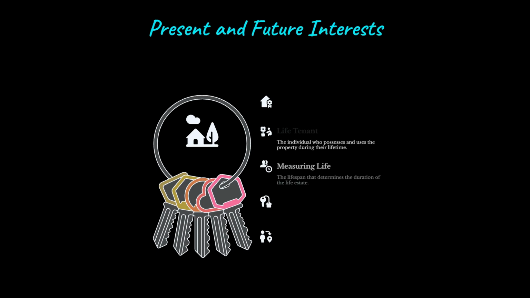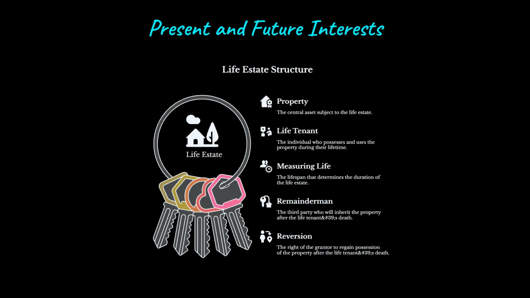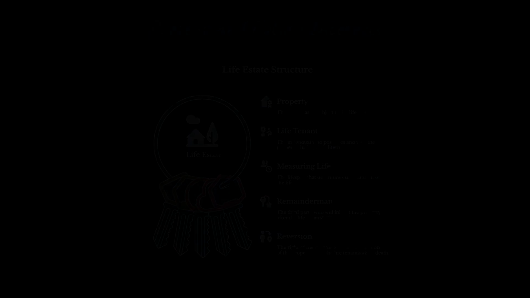When a life estate is created, the life tenant holds present possession, using and enjoying the property until the measuring life ends. Whoever receives the property afterward holds a future interest, either a remainder held by a remainderman or a reversion kept by the grantor.